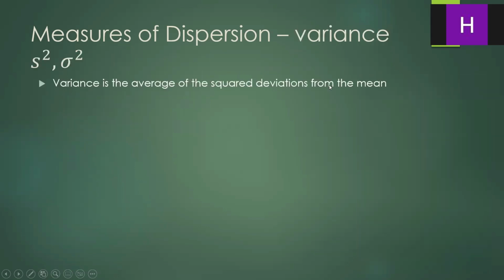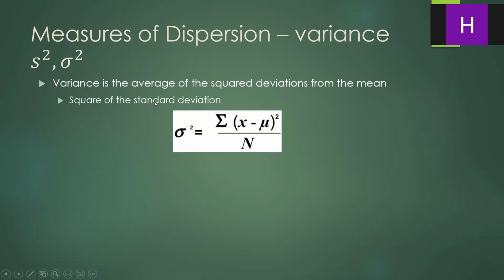Then the last measure that we discuss is variance, S square for the sample variance and sigma square for the population variance. It is the average of the square deviations from the mean, again the same, except there's no difference between S square and S except for the square. In S, we take the square root of the square deviations. And in case of S square, we do not do that. So it is actually the square of the standard deviation, or you can say that standard deviation is the square root of variance.